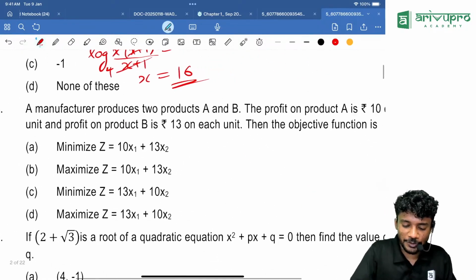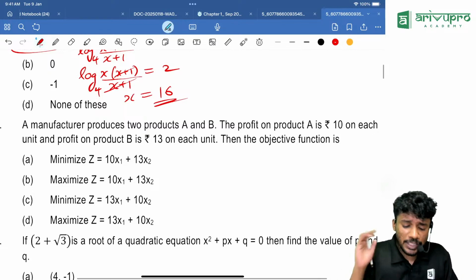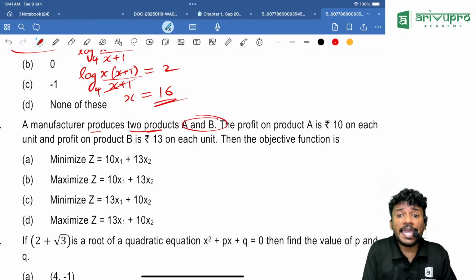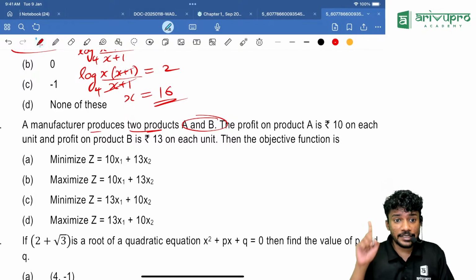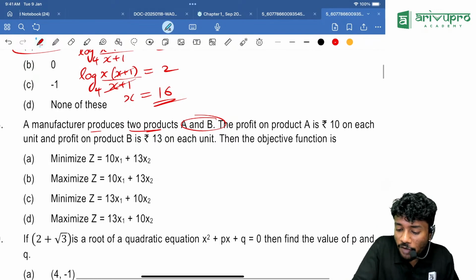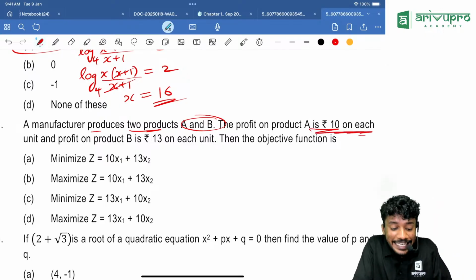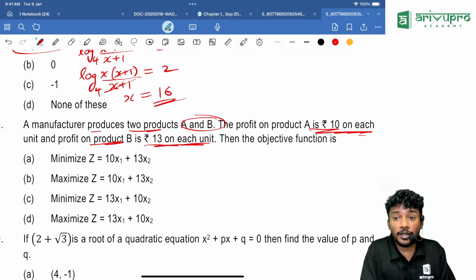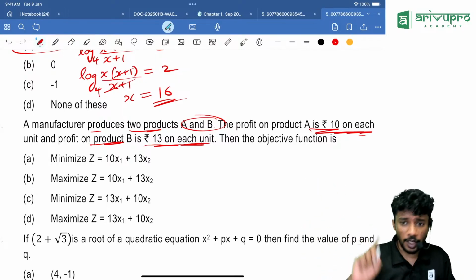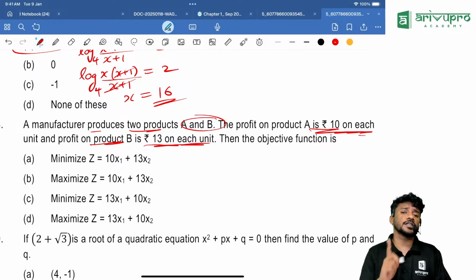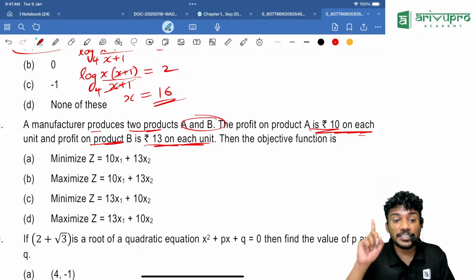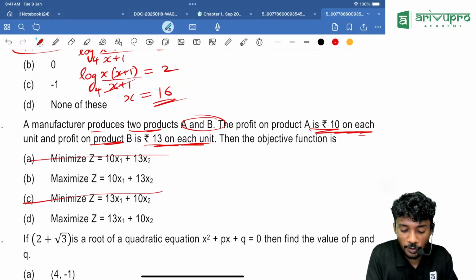Now we are going to the inequality based question. Manufacturer produces two products A and B. The profit on product A is 10 on each unit and profit on product B is 13 on each unit. One question I want to ask, with respect to business, you want to maximize the profit or minimize the profit? Always maximize the profit. So we can just ignore both of this.